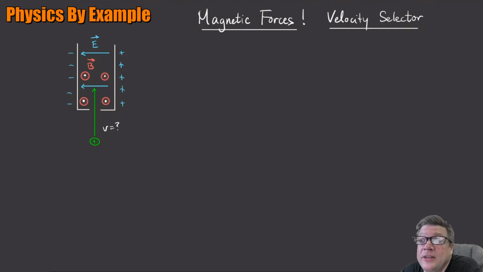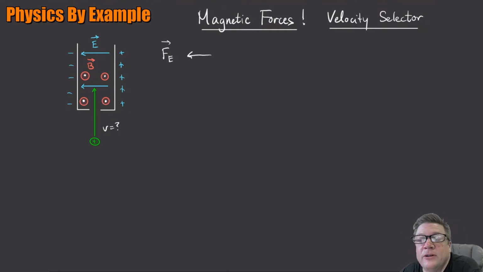This is an example of crossed electric and magnetic fields, and this is used in lots of different devices. Let's suppose in this pipe, on the right-hand side, I have a positive plate and the left-hand side a negative plate, sort of like a capacitor. So I've got an electric field inside the pipe going this way. And suppose there's also a magnetic field inside the pipe, coming out of the page.